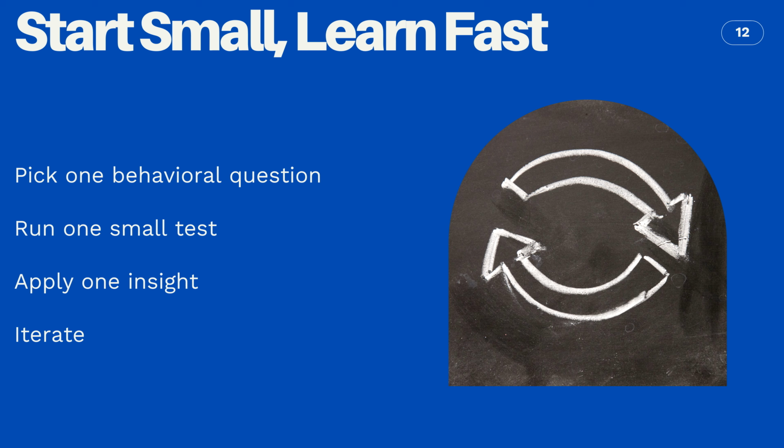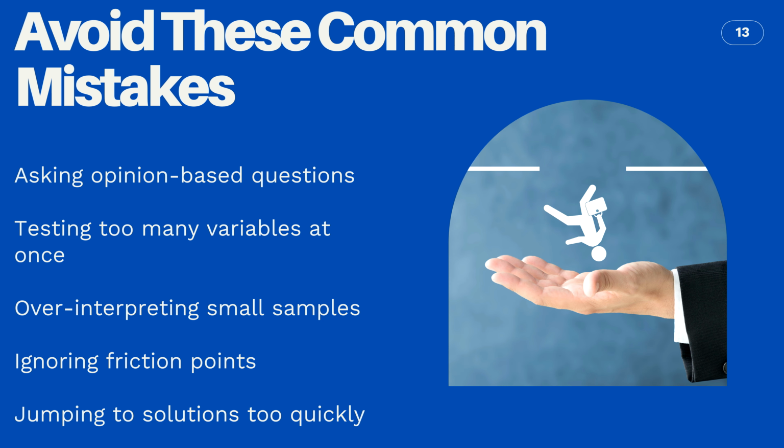This approach also reduces risk. Instead of making large, sweeping changes based on assumptions, you make small, evidence-based adjustments that gradually improve performance. Over time, this creates a culture of behavioral thinking, a culture where decisions are grounded in how customers actually behave, not how we hope they behave. A few common pitfalls can undermine behavioral research, even when the intentions are good. First, avoid relying on opinion-based questions. They rarely predict real behavior because people often don't have full insight into their own decision-making processes.